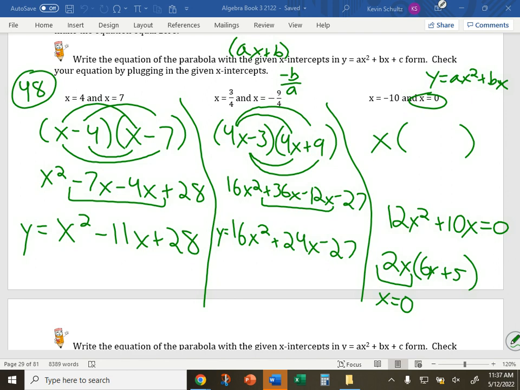Someone new today. What expression would negative 10 be the solution used to make it 0? Lauren. X plus 10.